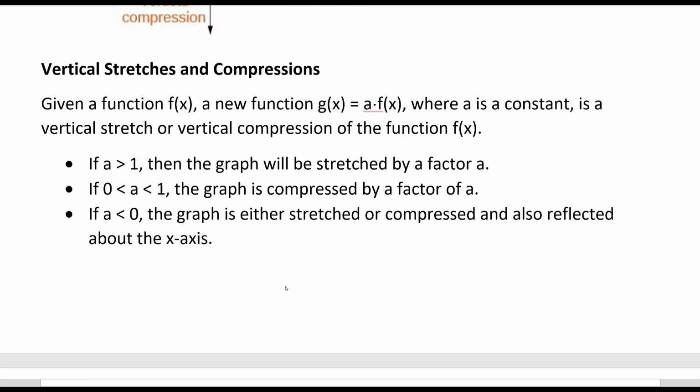So vertical stretches and compressions: given a function f of x, a new function g of x equals a times f of x, where a is a constant, is a vertical stretch or vertical compression of the function f of x. If a is greater than 1, then the graph will be stretched by a factor of a. If a is between 0 and 1, the graph is compressed by a factor of a. And if a is less than 0, the graph is either stretched or compressed and is also reflected about the x-axis. So it kind of ties into the last video's discussion about reflected graphs.